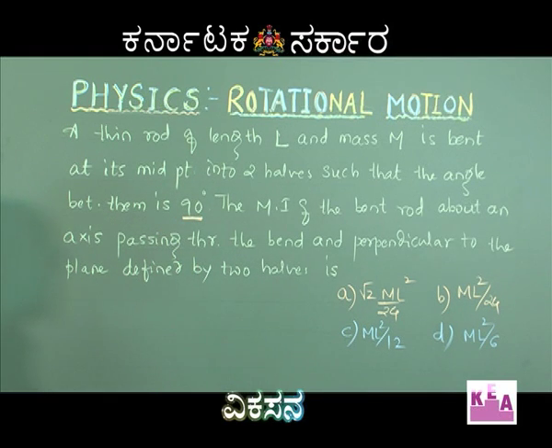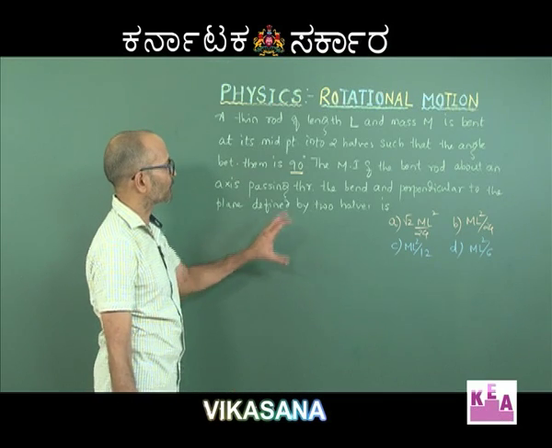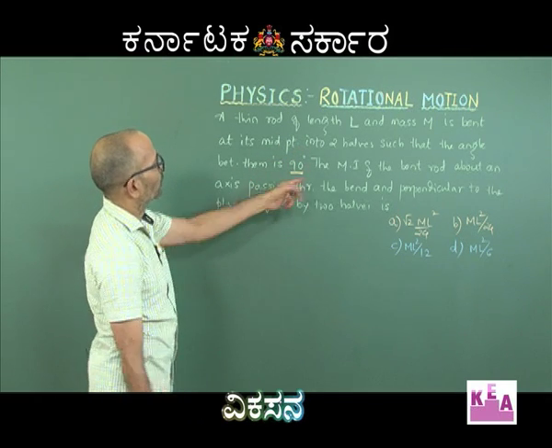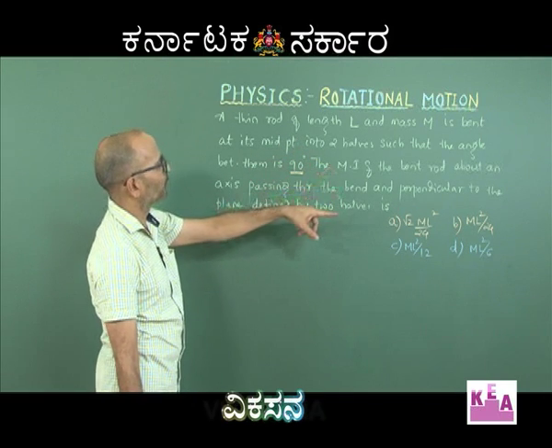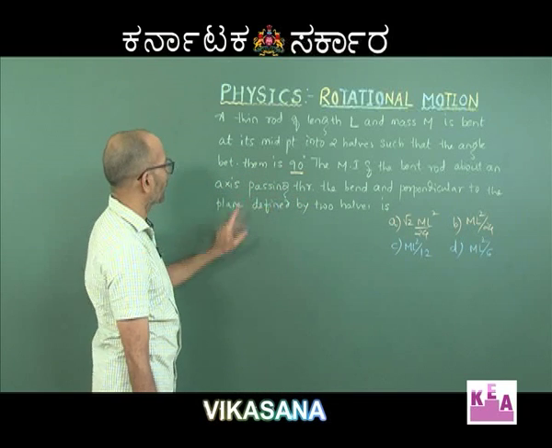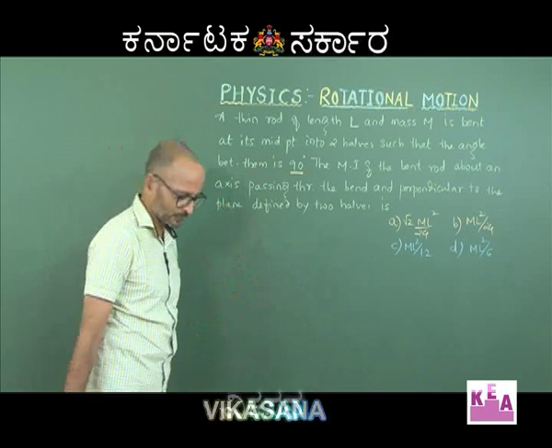So, definitely there arises a question, what if the angle is not 90 degree and if it is 45 degree, 60 degree, 30 degree, is our answer going to depend on the angle between the two halves? The moment of inertia of the bent rod is to be found about an axis passing through the bend and perpendicular to the plane defined by the two halves.